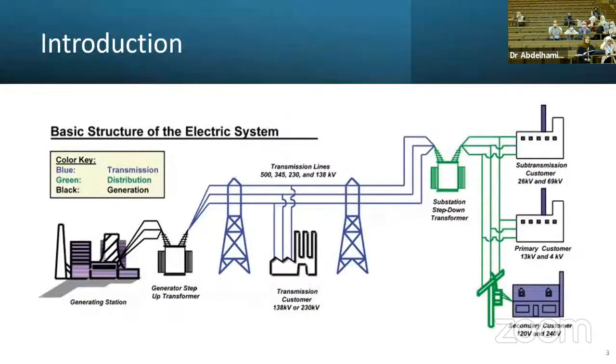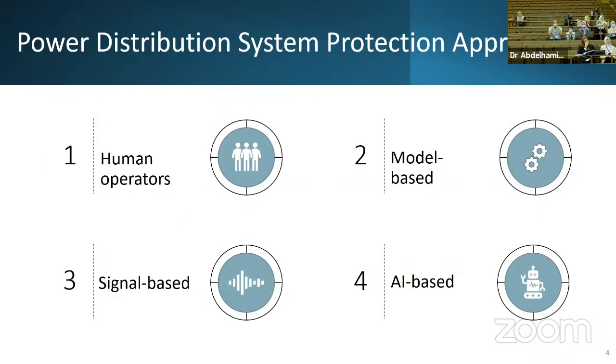For years, humans relied on power distribution systems to transfer energy from production areas to consumption areas. System analysis and protection were the major issues in controlling these networks. The main challenge is to design reliable and low-cost systems to ensure the minimum amount of fault existence. The solutions vary from relying on human operators, to model-based methods, signal-based techniques, and artificial intelligence approaches.